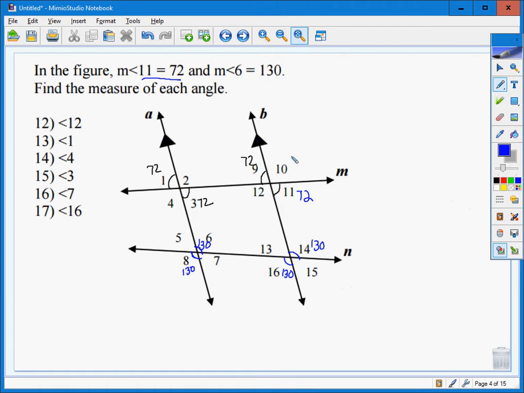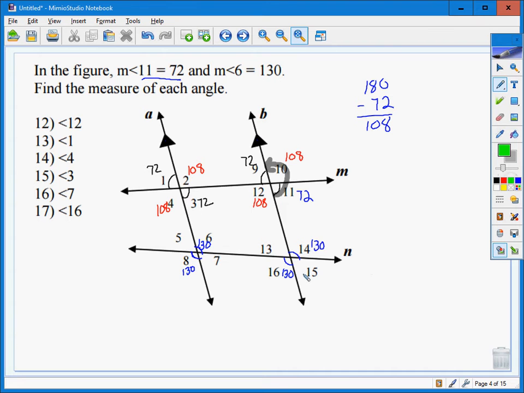To find the missing angles then up here, these two angles put together would have to add up to equal 180 degrees. So if I take 180 and I subtract 72, I would find out that the missing angles are 108. So angle 10, angle 12, angle 2, and angle 4 would all be 108 degrees.